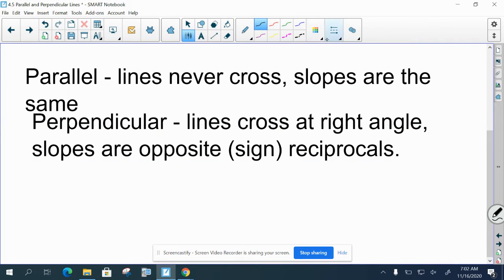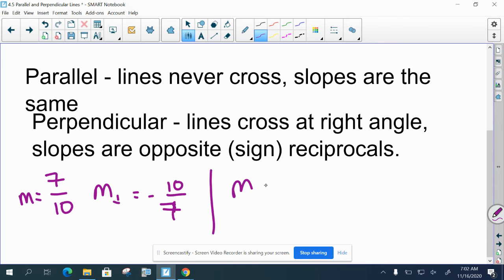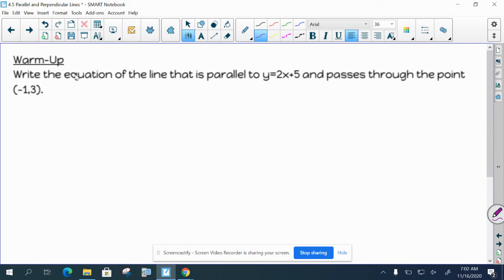There we go. All right, so here's a few examples for slope. Let's take 7/10. If our slope is 7/10, then the perpendicular slope, I'm going to use m sub perpendicular, is going to be -10/7. If the slope of your line is -2, then the perpendicular slope will be the opposite sign, so positive, and the reciprocal of 2 is 1/2.